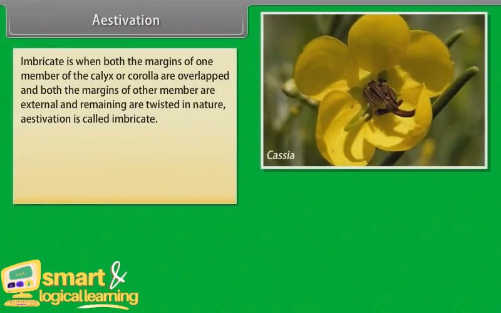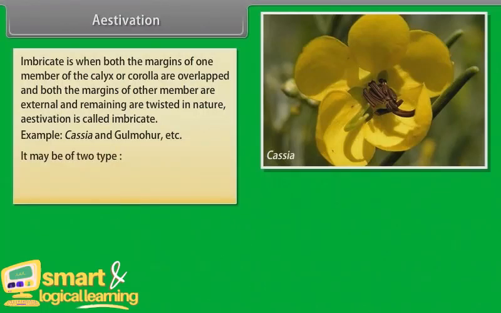Imbricate is when both the margins of one member of calyx or corolla are overlapped and both the margins of another member are external and the remaining are twisted in nature. Estivation is called imbricate. Example, cassia, gulmohar, etc.